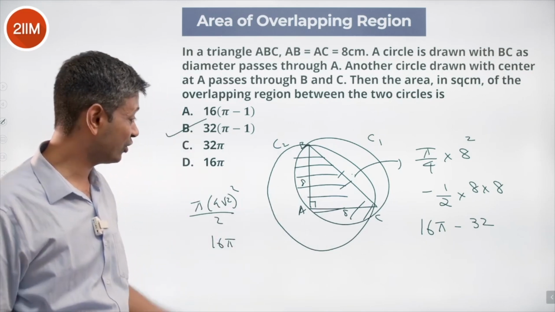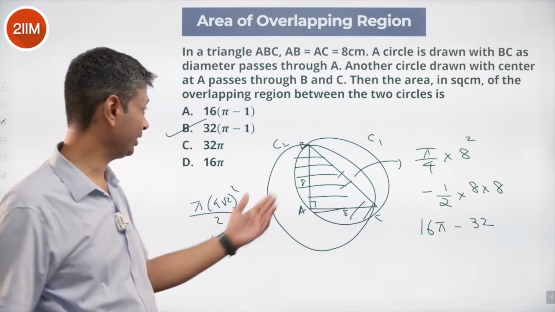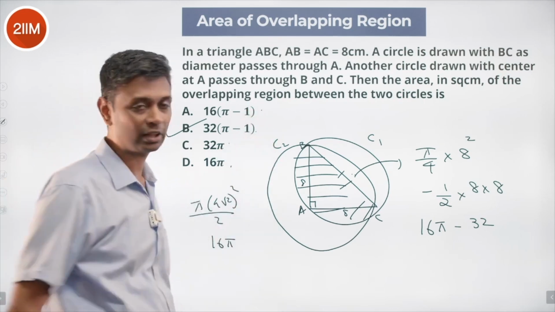Nice, juicy, simple question. You could have even guessed this. The answer is more than 16 pi. The answer has got to have this triangle term. Not this, not this, not this. We'll get this at that point of time.